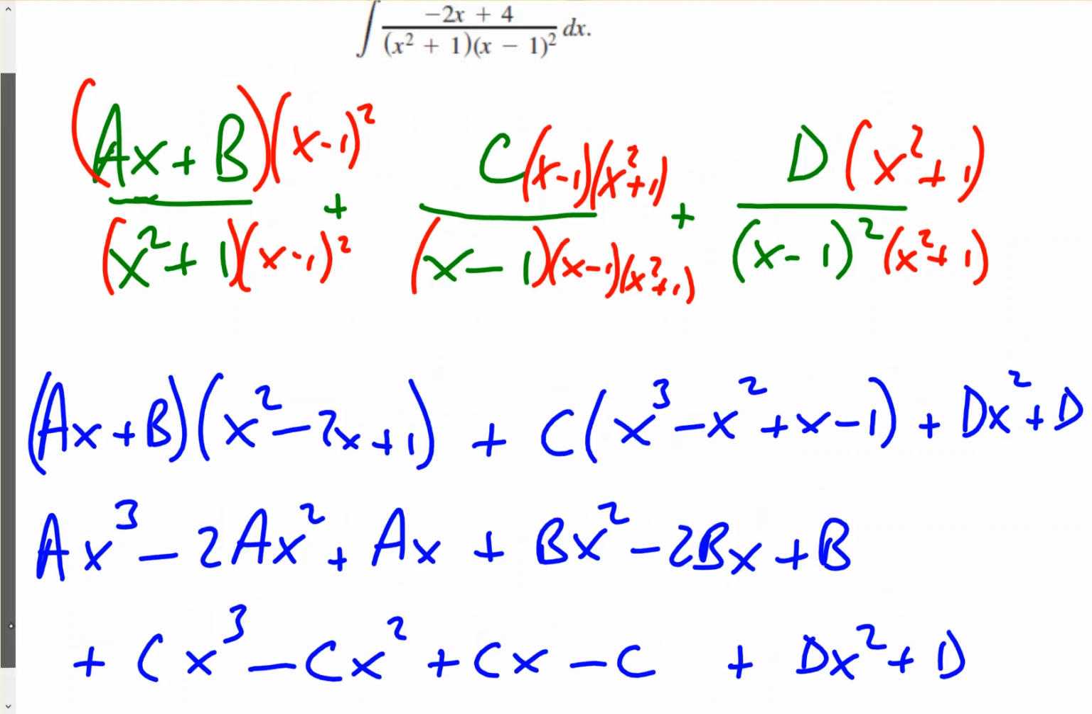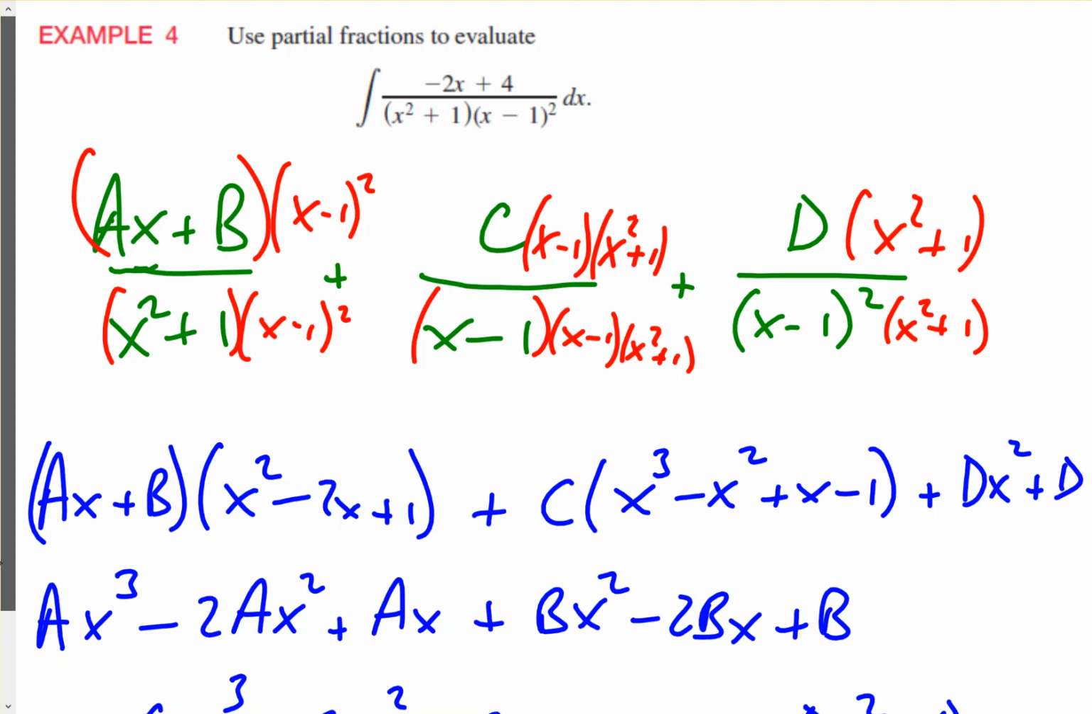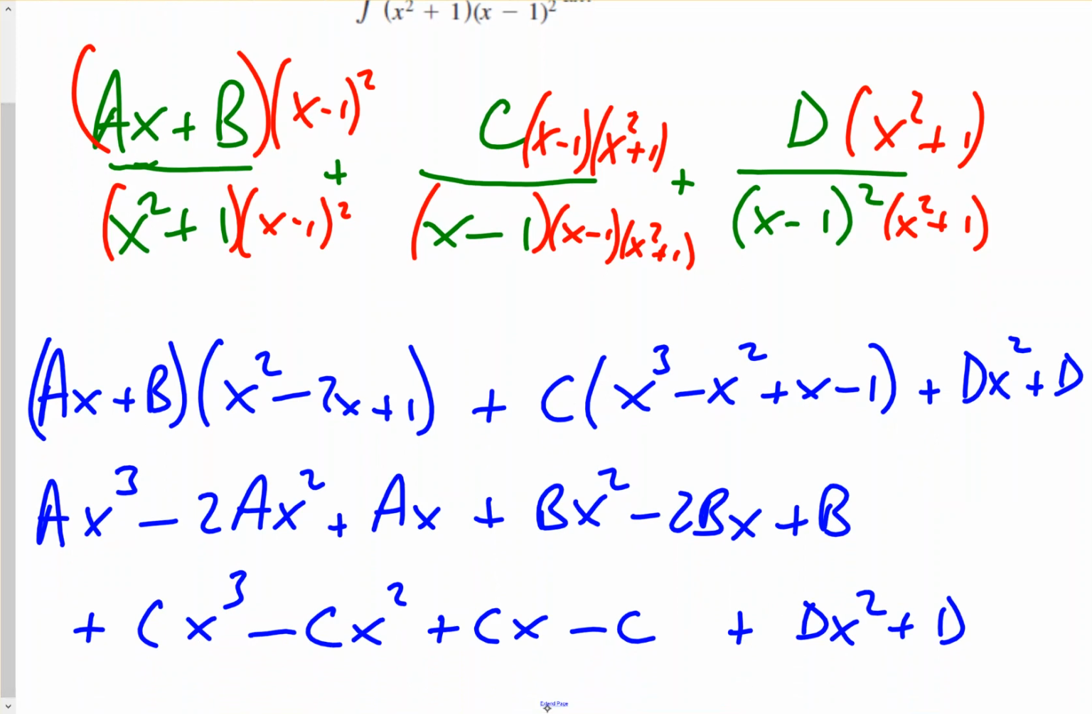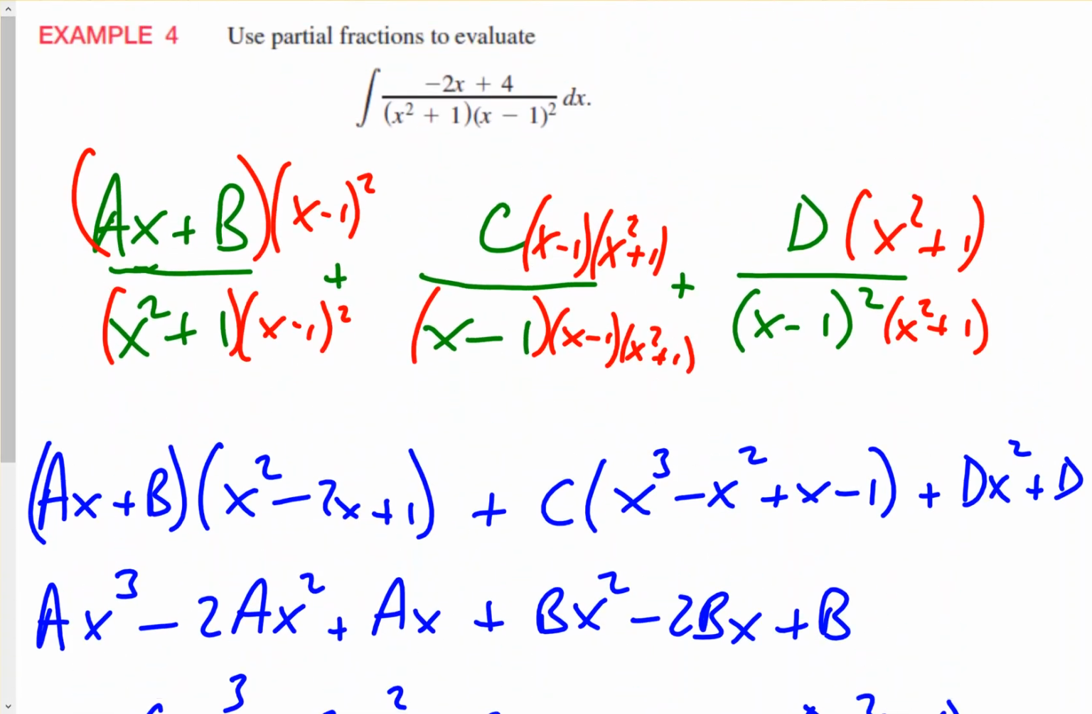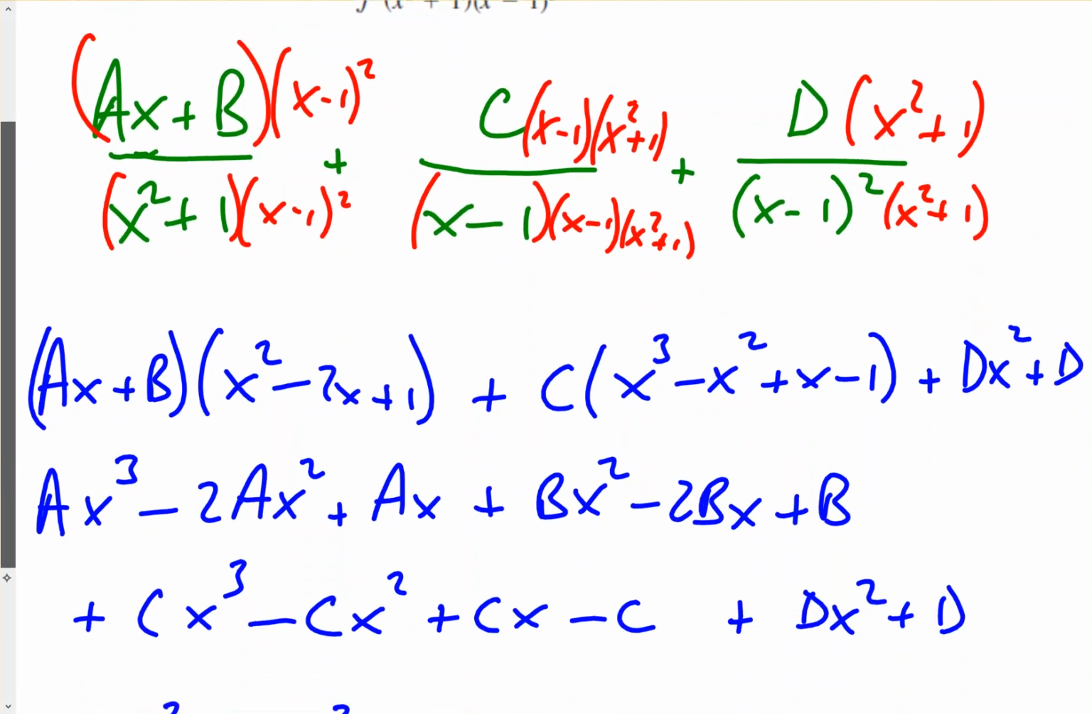Right, now looking back at our problem, do we have any x cubes in our numerator? We don't, so the x cube has to equal 0. So we know that we have ax cubed plus cx cubed, that has to equal 0. There's no x squareds in our original problem, so that has to equal 0.